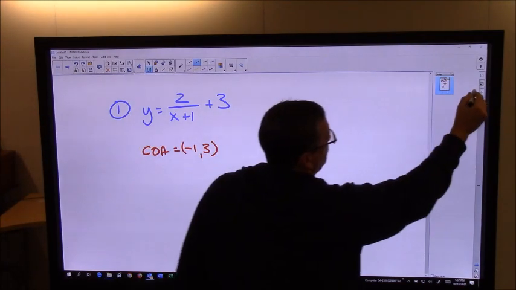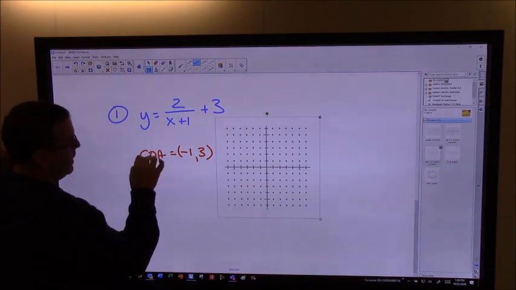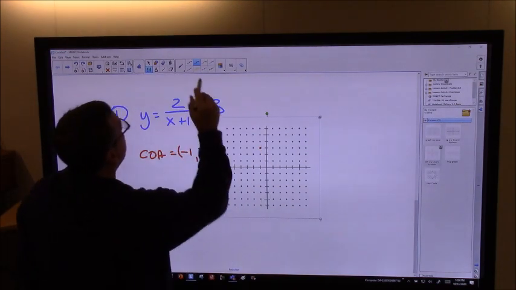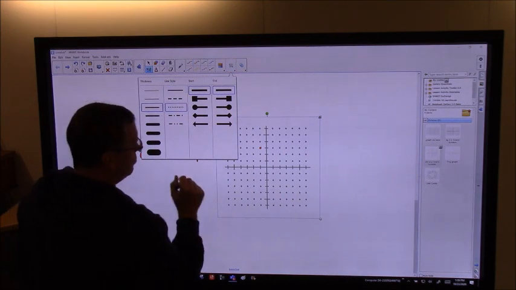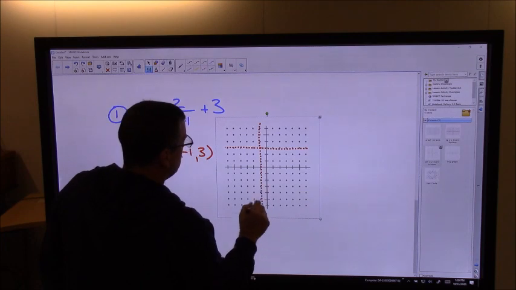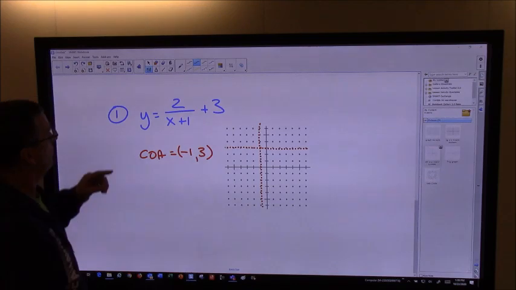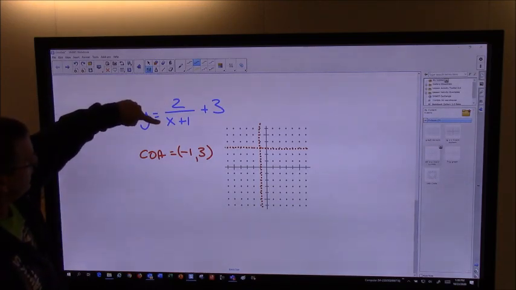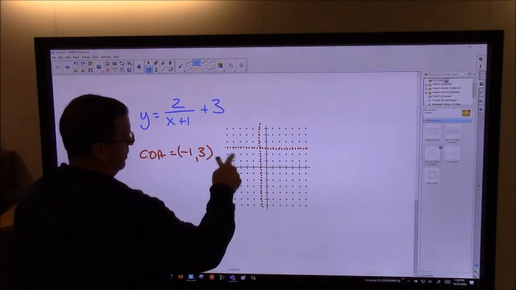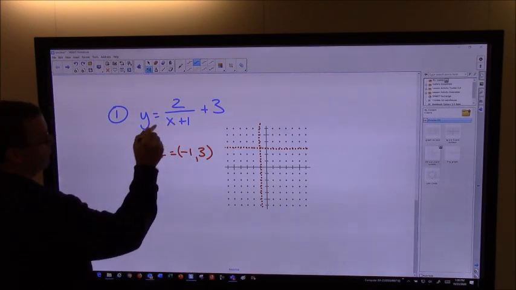So if I grab a graph, center of the asymptotes is at negative 1, comma 3. That point is right there. So now what I'm going to do is I'm going to draw a dotted line like this and like this. That's where the two asymptotes are located. And so neither A or B is negative. They're both positive, so we're not flipping the graph. I know I'm going to have one curve up here and one right here. And so A over B is going to be 2 over 1.